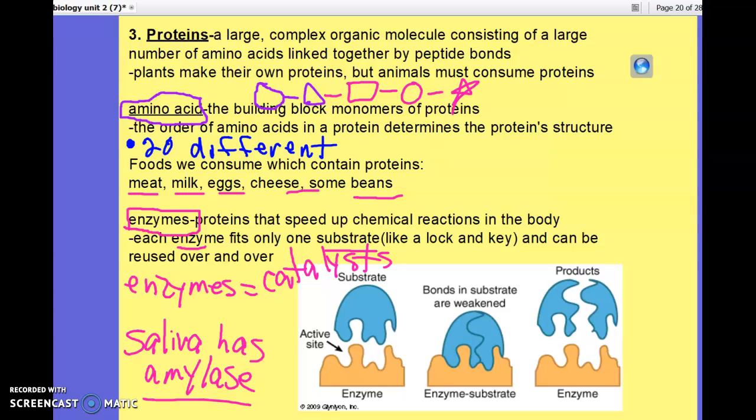But that's what we're looking for in this lab. That's what we will be testing for and collecting data on tomorrow.